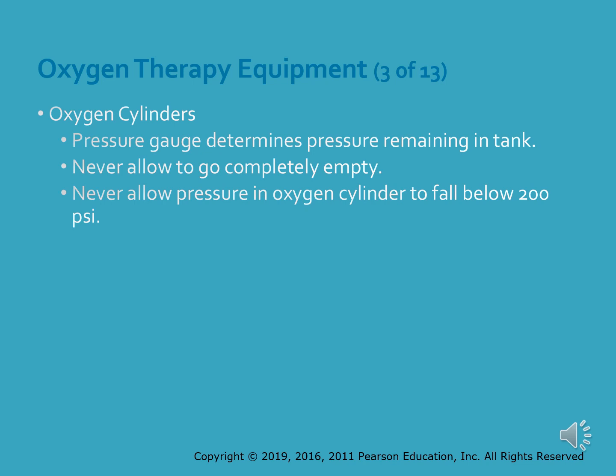The pressure gauge determines the pressure remaining in the tank. Never allow it to go completely empty, and never allow the pressure in the oxygen cylinder to fall below 200 psi.